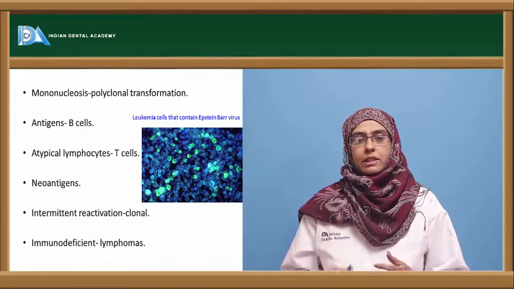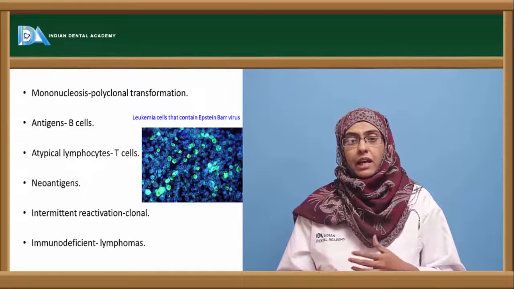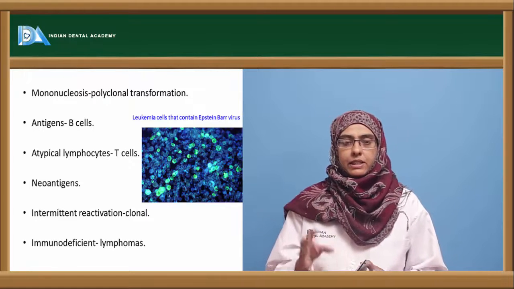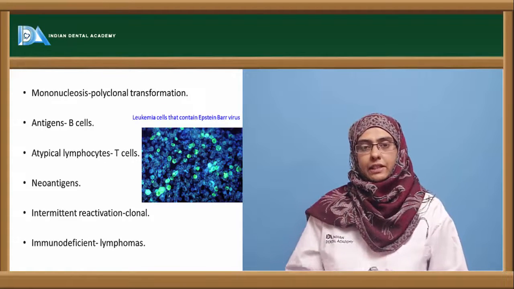The B cells have the ability to continuously multiply and produce lymphocytes of different types, and here when the B cells get infected with the virus, they will express the antigen on the B cell.